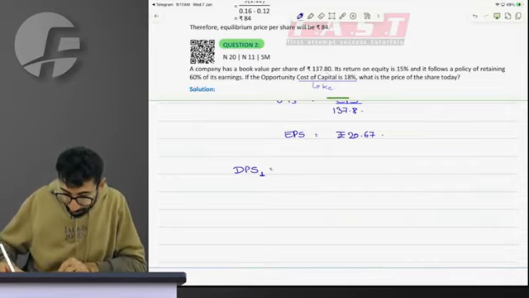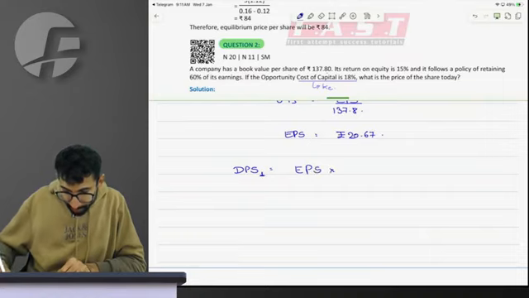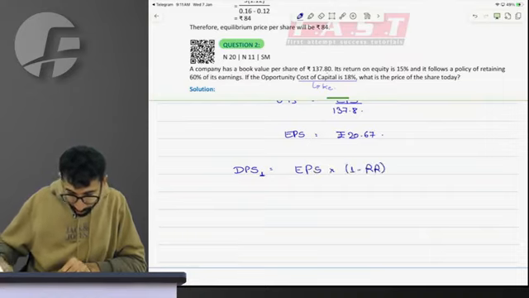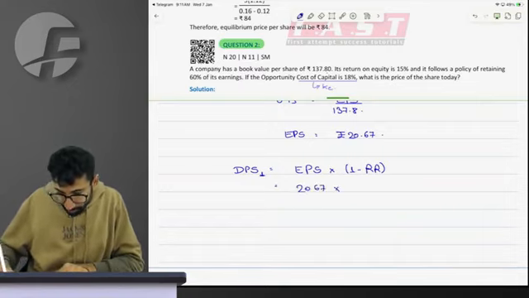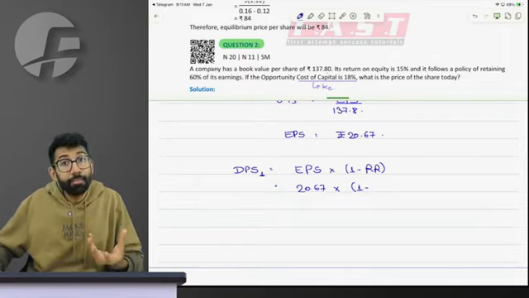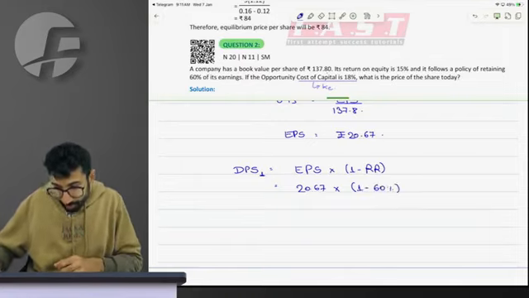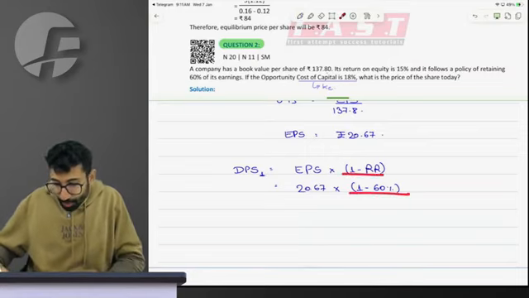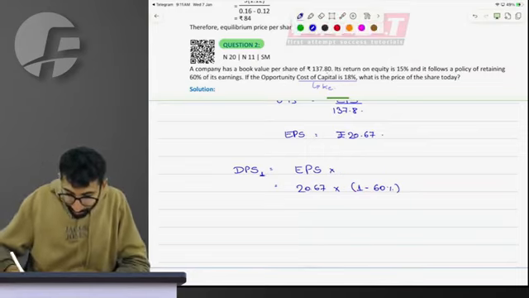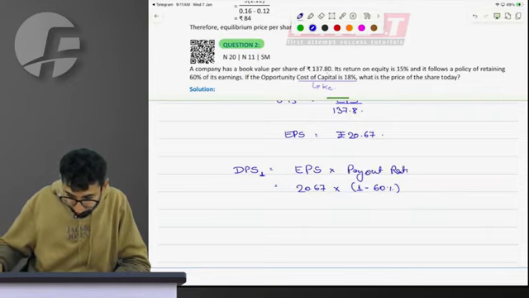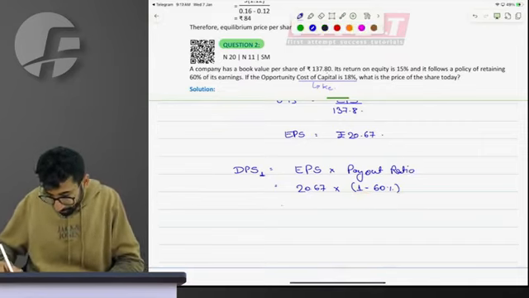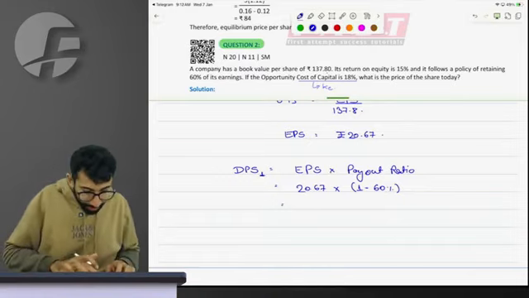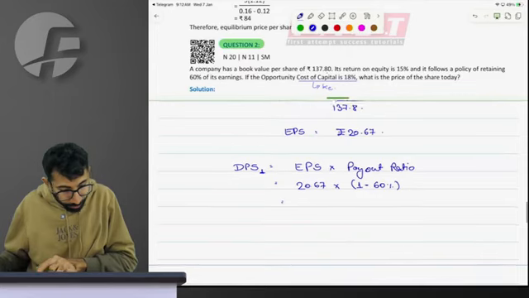So can I say DPS 1 will be whatever is the EPS into 1 minus retention ratio. Sir, EPS is 20.67 multiplied by, what is my dividend payout ratio? 1 minus 60%, which is the retention ratio, is my payout ratio. Rather than writing 1 minus retention ratio, you can write down payout ratio, so that you can automatically connect that 1 minus 60 is the payout ratio. So 20.67 multiplied by 40% gives me 8.268.